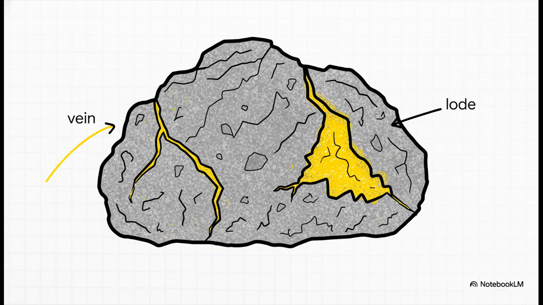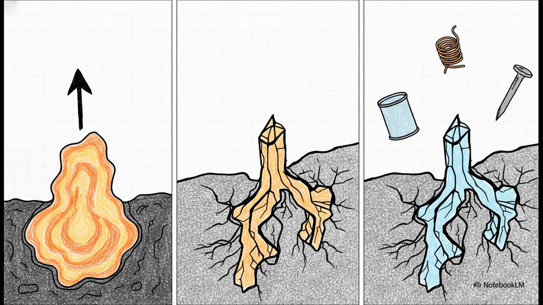In these rocks, minerals are often found in cracks and cavities. We call these veins and lodes. Let's see how they are formed. I want you to imagine something.